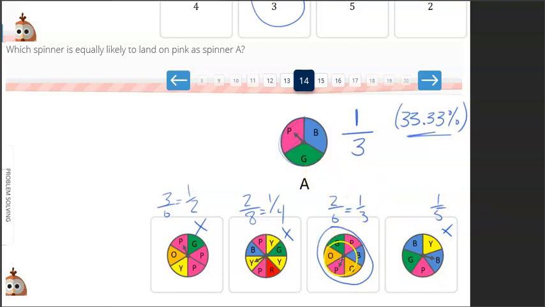So this is saying that the likelihood of getting pink if I use spinner A will be the exact same likelihood as this one here, because both of them are a 1 in 3 chance. And that concludes this video.